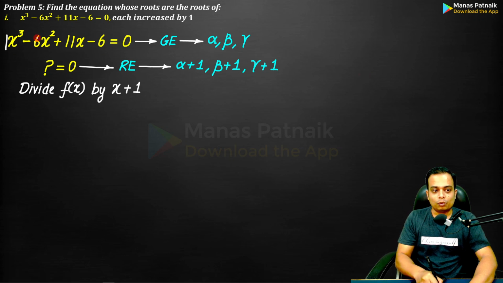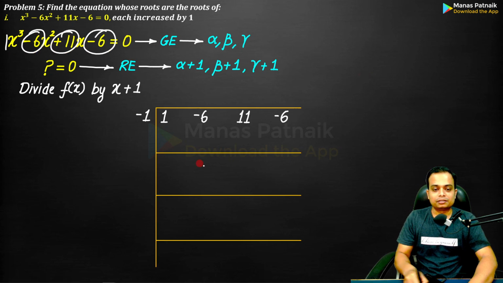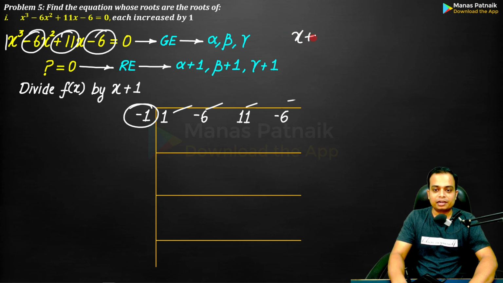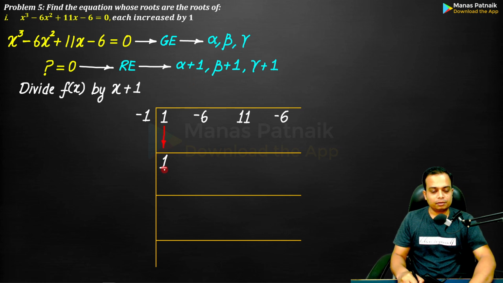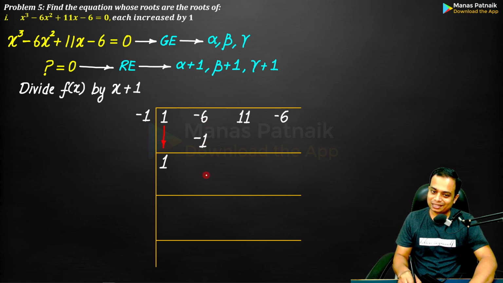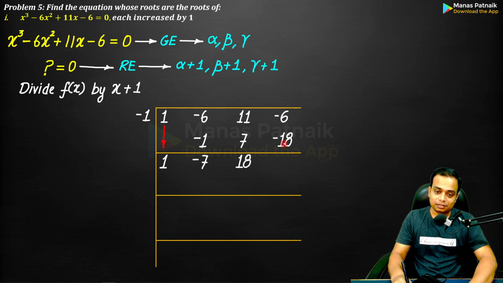Take a look at the coefficients. 1, -6, plus 11, minus 6. Write them down. What do you have to divide it by? By -1. Why? Because alpha plus 1 can be written as x plus 1 and that is equal to 0. So x is equal to -1 and that is the case. Copy, paste. -1 into 1, -1. -6 is -7. Into -1 is +7. Plus 11 is +18. Into -1 is -18. -6 is -24. This is your first remainder.